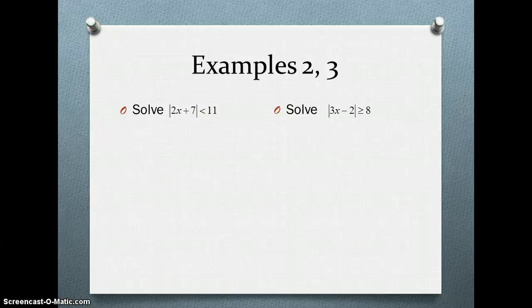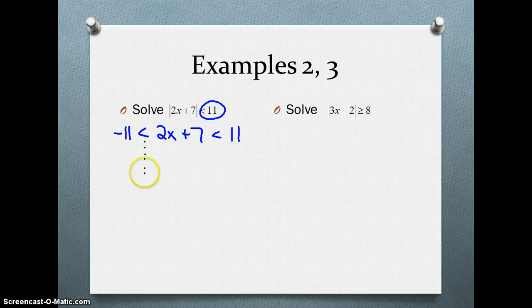Here's our examples. I have the absolute value of 2x plus 7 is less than 11. This is an AND inequality. So I have negative 11 is less than what's inside there, 2x plus 7, is less than 11. So I take the opposite of this number and put it over here to the left, and then rewrite this inequality just without the absolute value symbol.